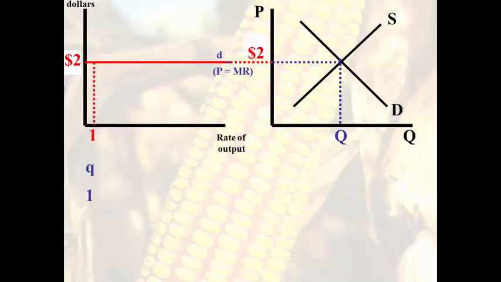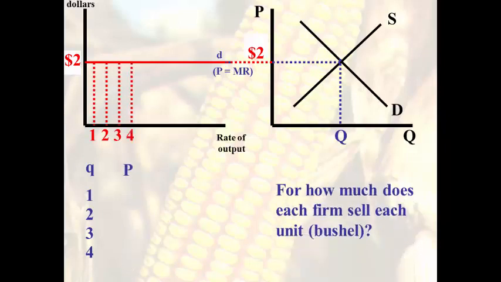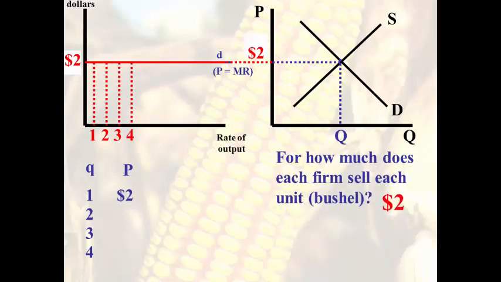At a quantity of 1, at a quantity of 2, at a quantity of 3, at a quantity of 4, the price is $2 for each bushel. So the first bushel goes for $2, the second bushel $2, third bushel $2, and the fourth bushel $2.